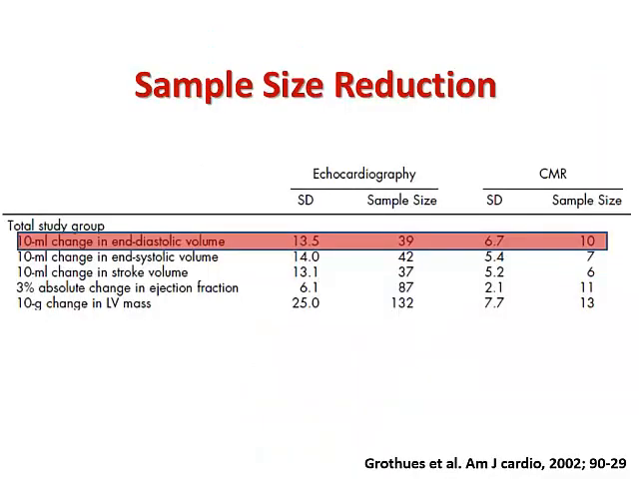MRI is able to reduce the sample size. If we want to show a 10 milliliter difference in end-diastolic volume, we need 39 patients, 39 echocardiography exams. By MRI, we only need 10 exams. So using MRI, we can reduce the sample size and we can reduce the cost of the trials.